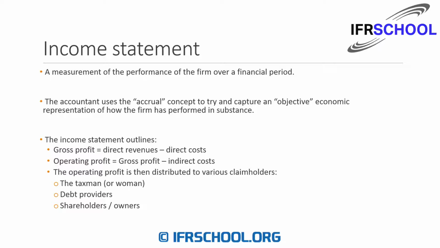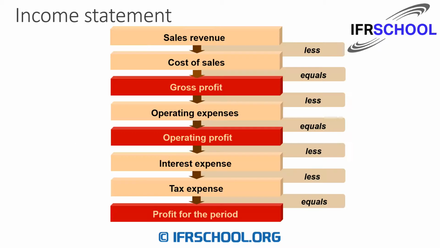The taxman will take a share of operating profit in line with tax legislation. The debt providers will take their fixed share of operating profit in line with the debt agreements. Finally, whatever profit is left behind after the taxman and debt providers have taken their share belongs to the ultimate owners of the company, the shareholders, who have a residual interest in the profit.